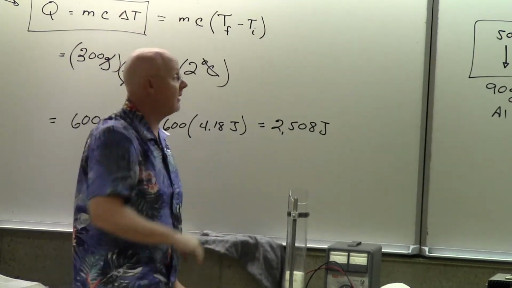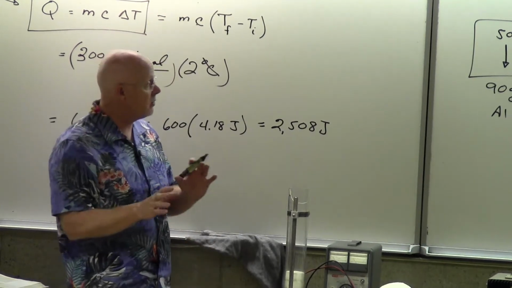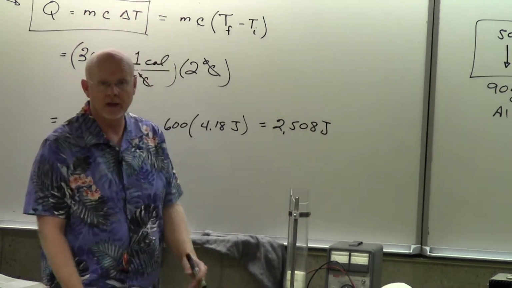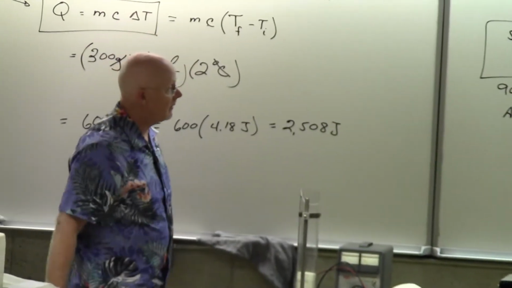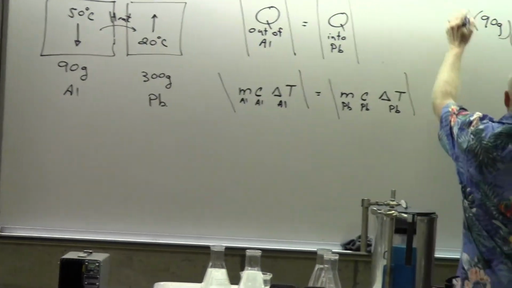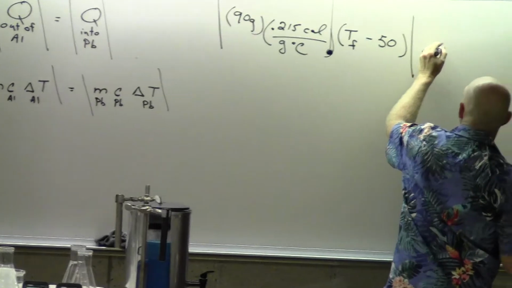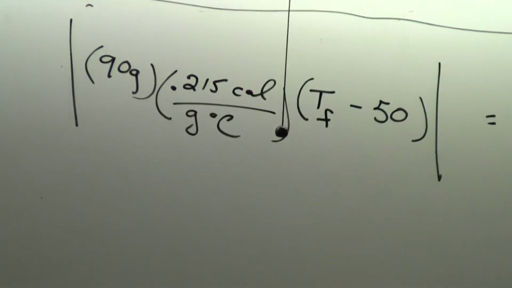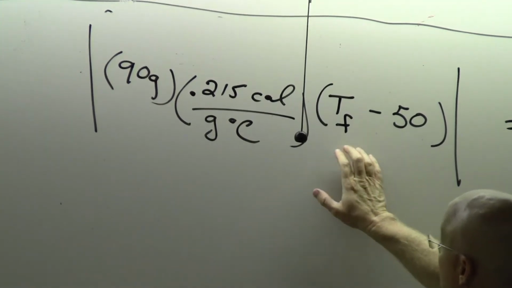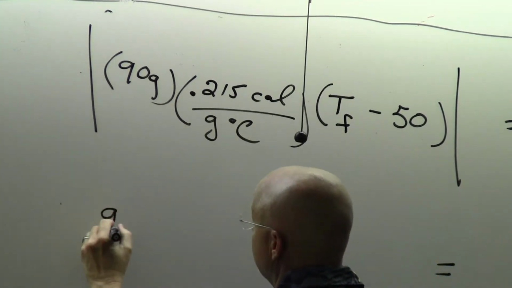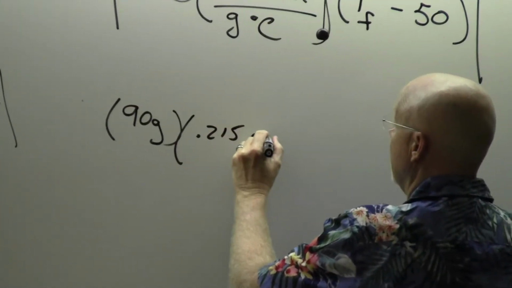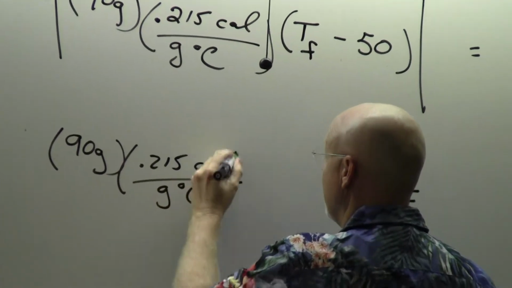What will be the final temperature when you take these two objects, one at 50 and one at 20, and merge them together or touch them together? Now, let me not forget that this needs an absolute value in it. And in fact, before I do the other side of this equation, you'll see the effect of this absolute value. Here's the 90 grams. Here's the 0.215 calories per gram per each degree.